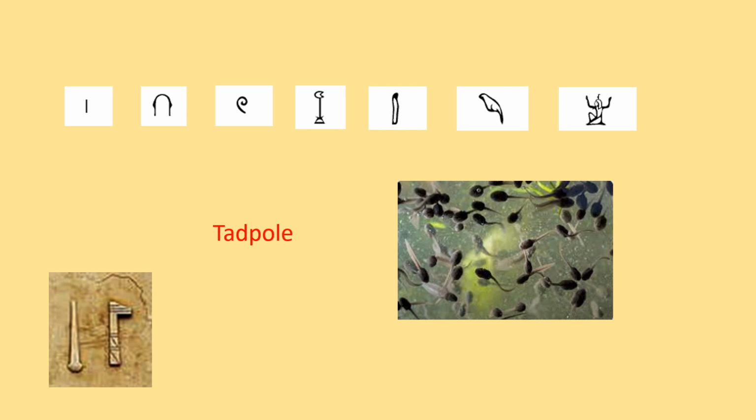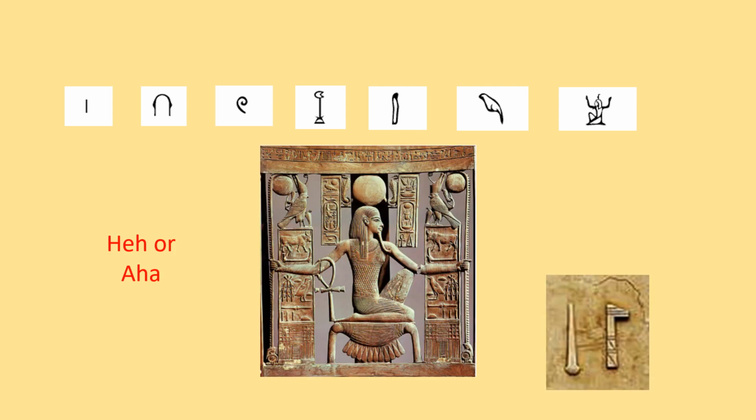100,000 in Medu Neter is represented by a tadpole, which kind of makes sense. Usually they come in large numbers. The neter Heh, or Aha, symbolizes the concept of 1 million. Also, Heh is identified as a symbol for infinity or eternity.